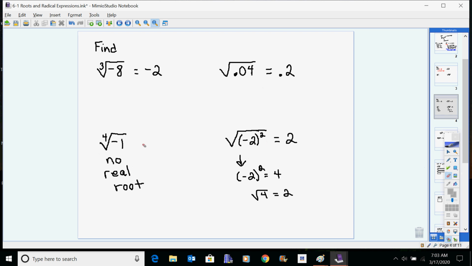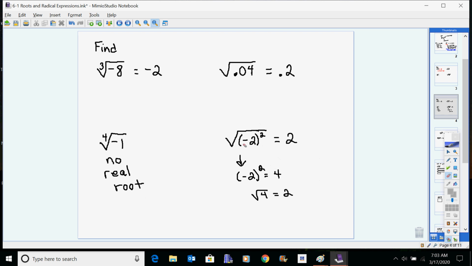There is no real root for the fourth root of negative 1, because no matter how many times you multiply a negative times a negative, if you do that 4 times, you're going to just get a positive number, so no real root here.